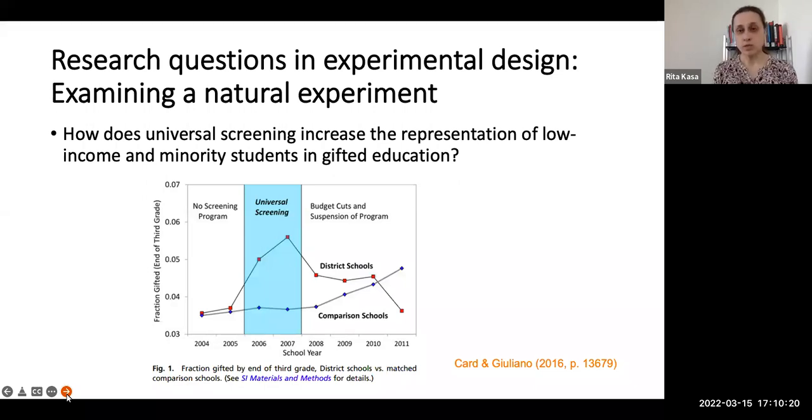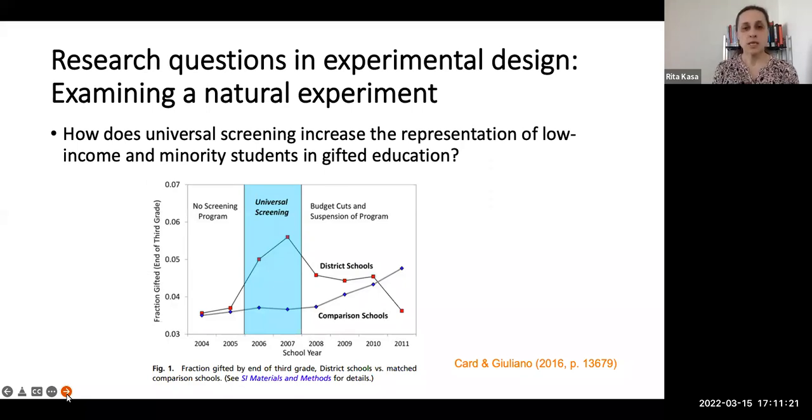But then, unfortunately, universal screening doesn't happen for free. There needs to be money to support these kinds of programs. So due to budget cuts, this program was suspended in the school district. And as you can see, again, assigning students from minority and low-income backgrounds to gifted education programs sharply declined after universal screening was abolished, because teachers and parents who normally would refer students to gifted education programs in low-income families and for minority students, parents probably don't have time or awareness to assign their students to gifted education, and teachers tend not to do it. Teachers tend not to assign low-income and minority students oftentimes to gifted education programs.